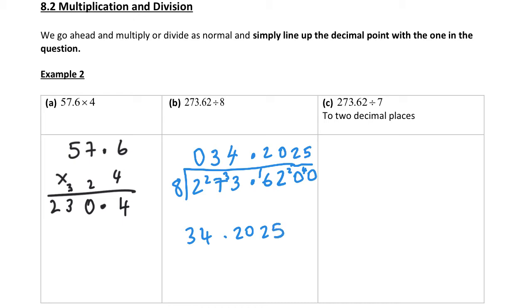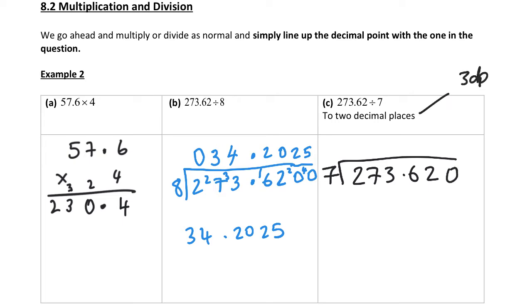Example C, we've got 273.62. We'll put that under the bus shelter, and outside it we'll put the 7. And now the question says go to 2 decimal places. That means in the working out we have to go to 3 decimal places, because we need to see what the decider is going to look like.